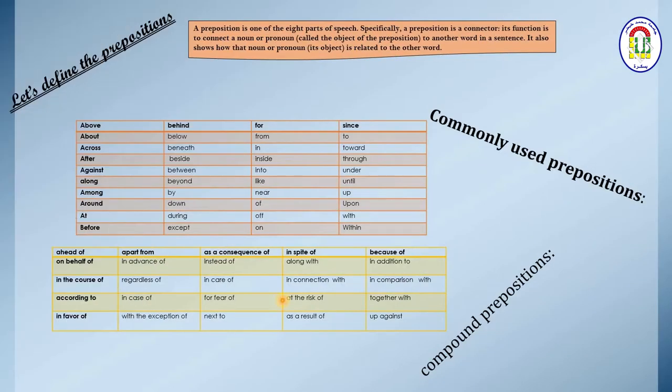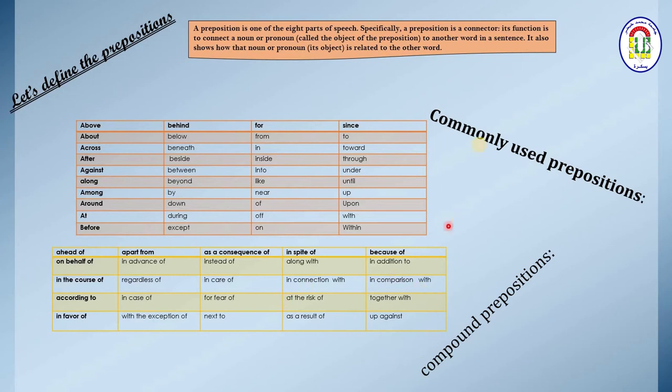Prepositions, of course. When we talk about prepositions, we are talking about one of the parts of speech in English, which is normally number 8. So a preposition is one of the 8 parts of speech. Specifically, it is a connector. It is what? It is a connector.